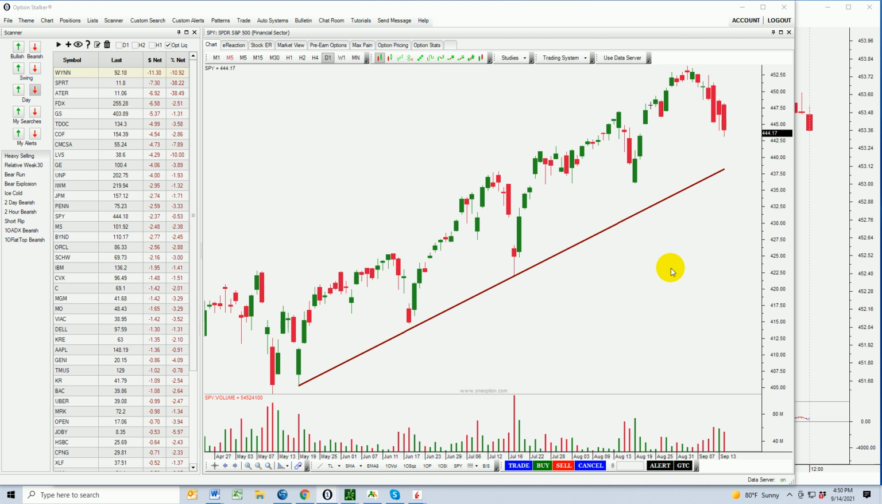So let me start by talking about context. Context is super important because you have to see how the current price pattern that we're looking at fits into what's elapsed so far for the day and how that fits into the longer term picture. So I always like to look at the S&P 500 on a longer term basis.